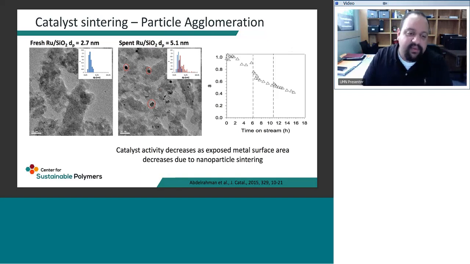So what had happened here is that the nanoparticles become mobile, they find each other, and this is a thermodynamically driven process, unfortunately, and you will lose surface area. And what occurs in terms of catalytic activity, here on the figure on the extreme right, you see your catalytic activity decreasing with time, and that's due to the loss of metal surface area due to the nanoparticles sintering.